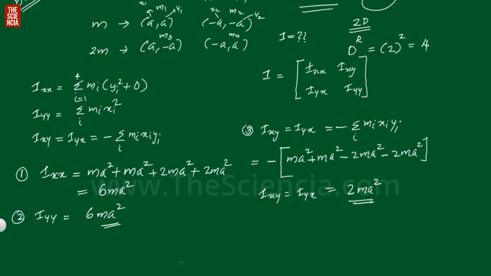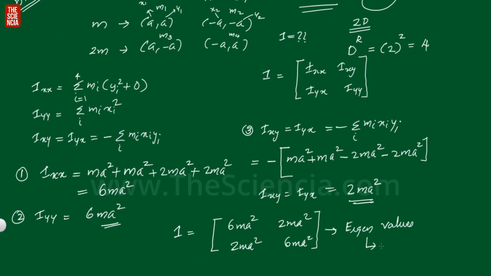Right. So our moment of inertia tensor I will be equal to Ixx, that is 6ma square, Ixy, that is 2ma square, Iyx, that is 2ma square, and 6ma square. So we got the moment of inertia tensor. Now we have to find out its eigenvalues. So these eigenvalues will be the principal moments of inertia.